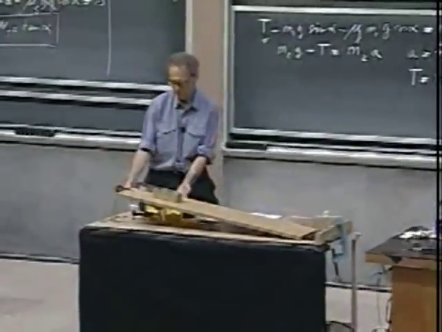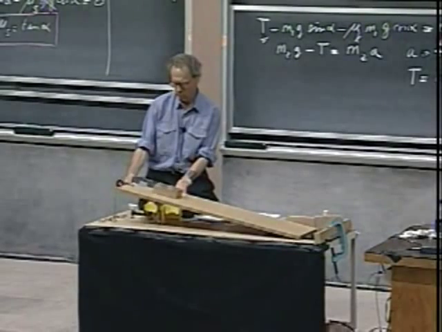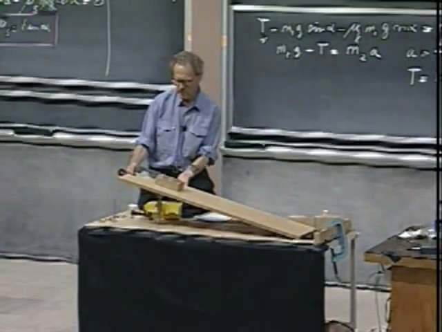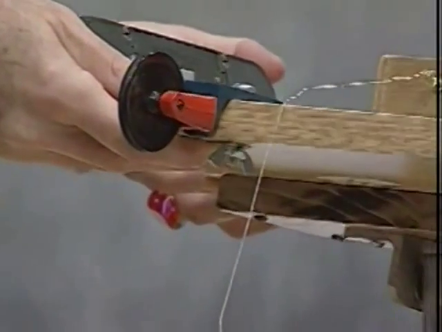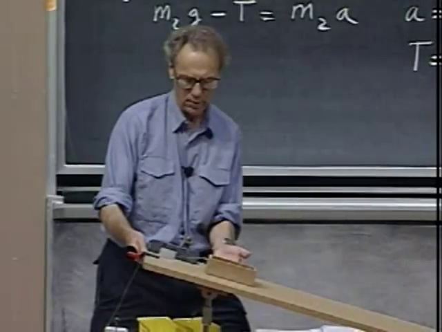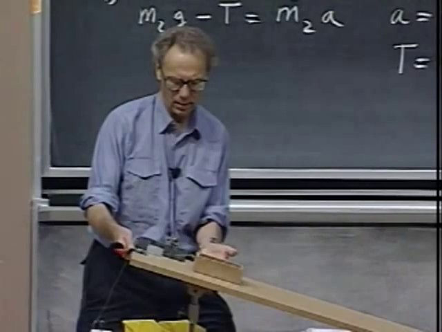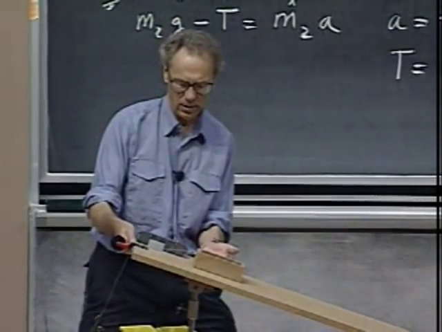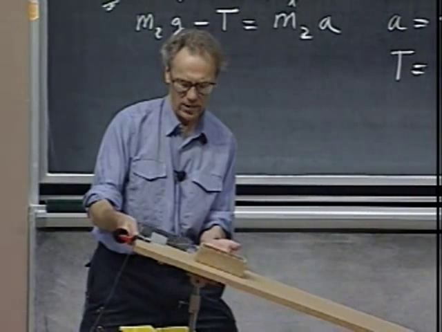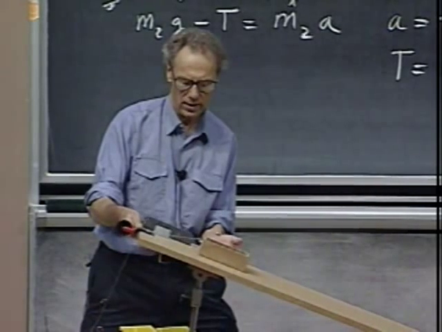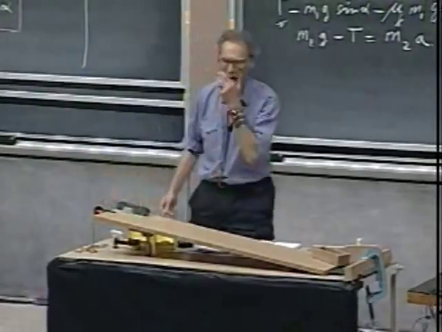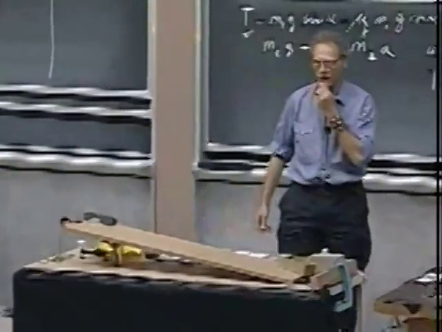There we go. Now 10 degrees, 11, 12 and a half, 13, 14, 15, 16, 17, 17 and a half, 18, 19, 19 and a half, 20. 20 degrees. It starts to slide at about 20 degrees. Write that down.